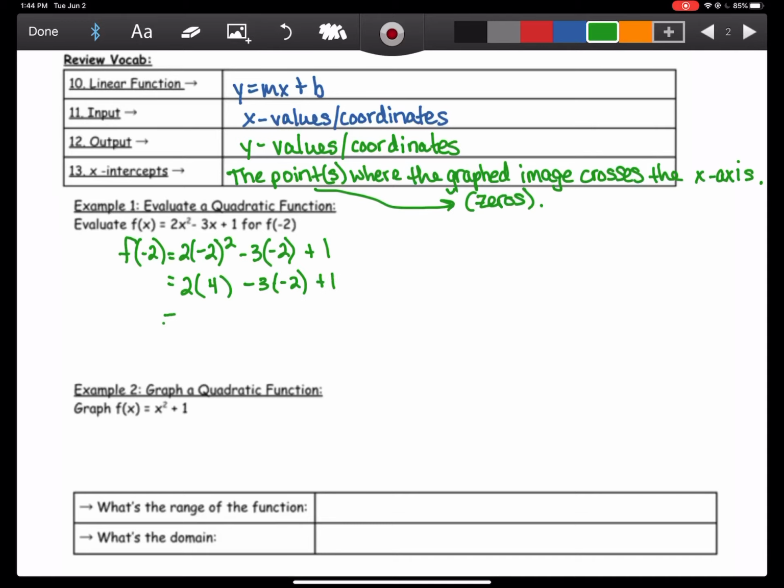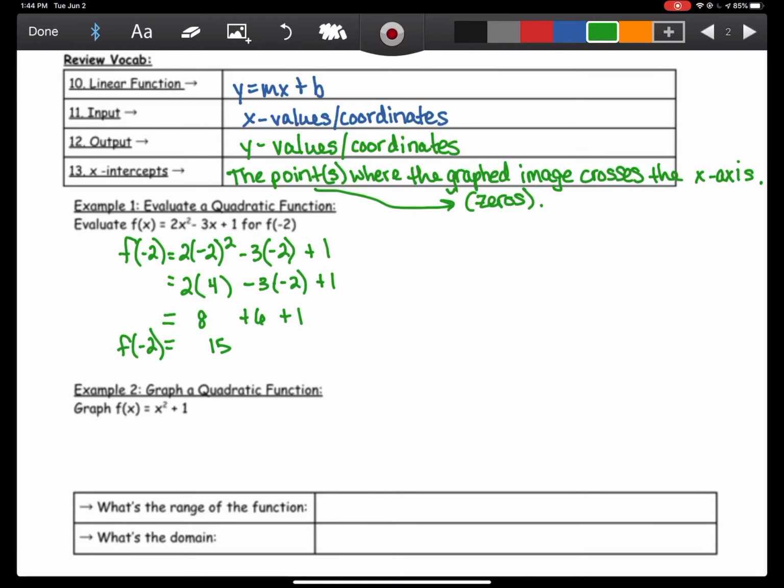Now we're ready to do the multiplication step, which would be this step, 2 times 4, and, careful, negative 3 times negative 2 is positive 6, plus 1, and we just wrap it up with the 15, meaning f of negative 2 equals 15.